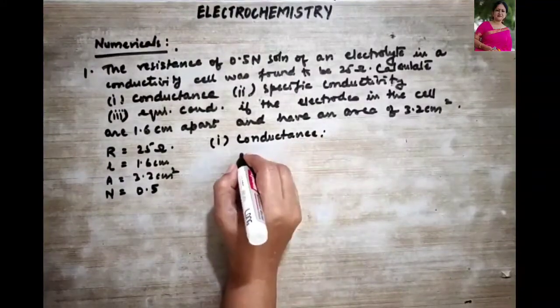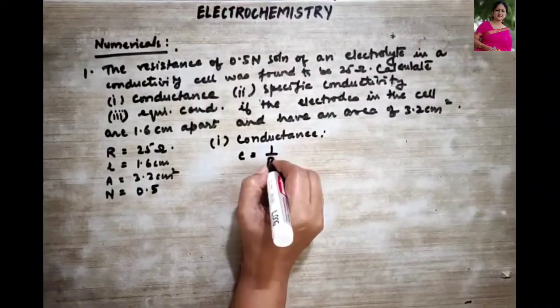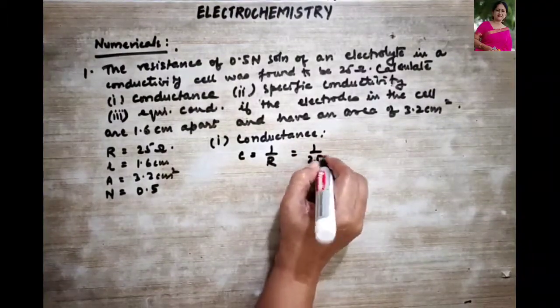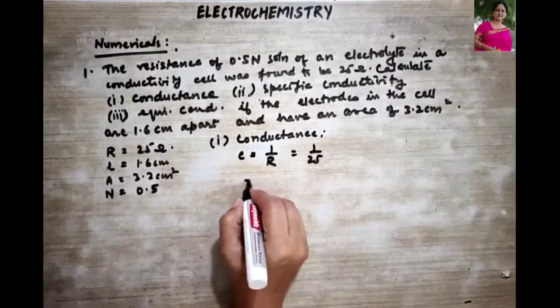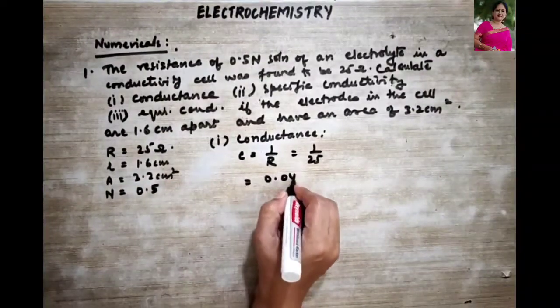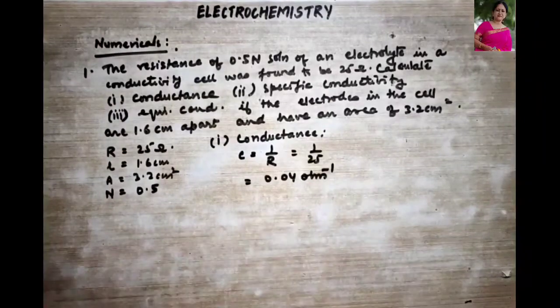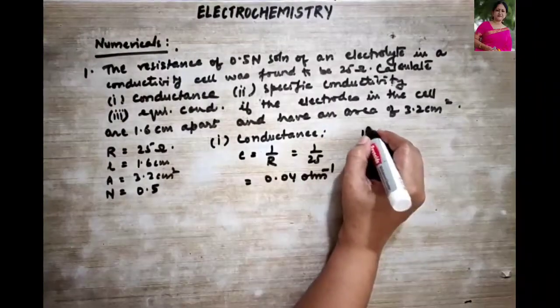Now what is conductance? Conductance is equal to 1 upon resistivity. So this is equal to 1 upon 25, right? Equal to 0.04 per ohm. Fine. Let's do the second one.